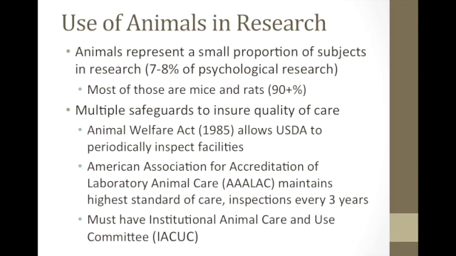And there are multiple safeguards in place to ensure that animals are protected and cared for, and that we follow standardized guidelines to make sure that those animals receive the best possible care. The first is the Animal Welfare Act. The Animal Welfare Act was most recently amended in 1985. It allows the United States Department of Agriculture to periodically inspect facilities, and it gives colleges and universities and other research organizations guidelines that they have to follow for the minimum care of animals.